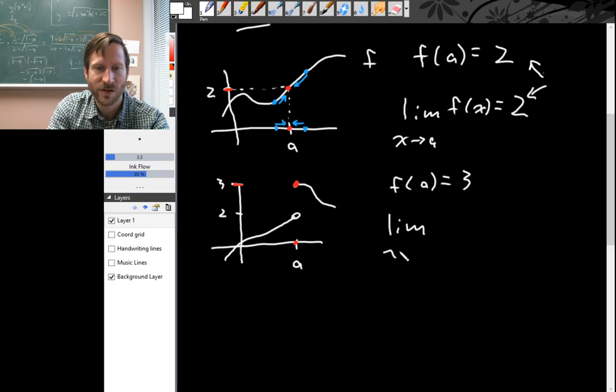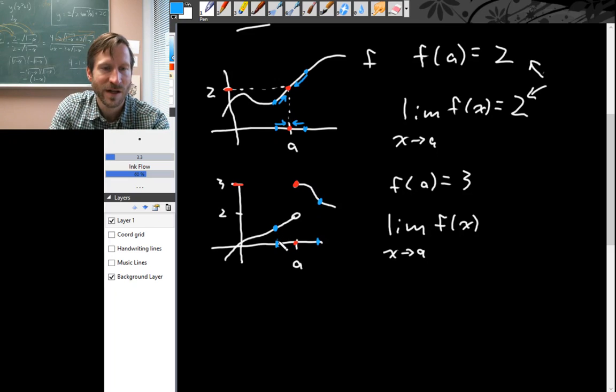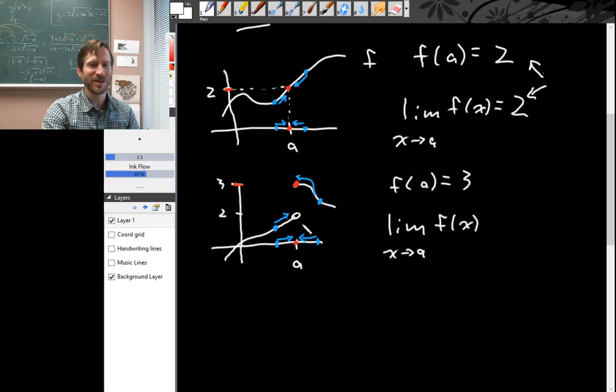All right, and now let's look at the limit as x approaches a of f of x. And again, we'll start with x values near a. These give us points on the graph, the blue points. And then as our blue x values go towards a, what height do the blue points on the graph go to? Well, on the left it looks like it's going to the y value 2, and on the right it looks like it's going to the y value 3. And that means that this limit does not exist.